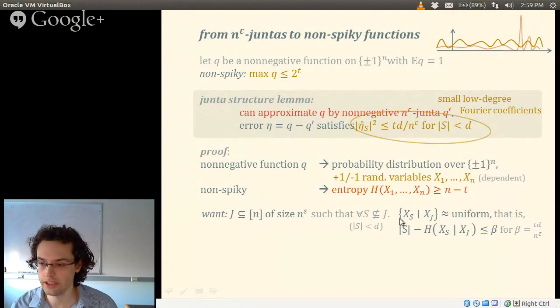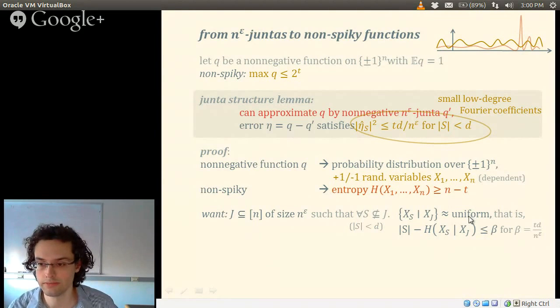The fact that these distributions are close to uniform will translate to the Fourier coefficients being close to zero. There is a very small loss, but it's qualitatively the same. An intuitive way to think about what we're saying here is that if you have a distribution that has high entropy, then there exists a small set of the variables such that if you condition on this set, everything else is very random.